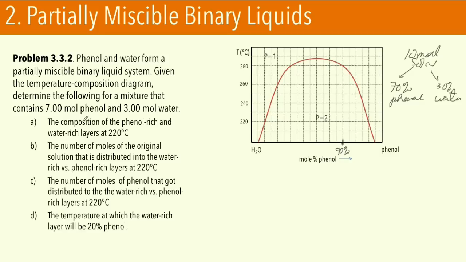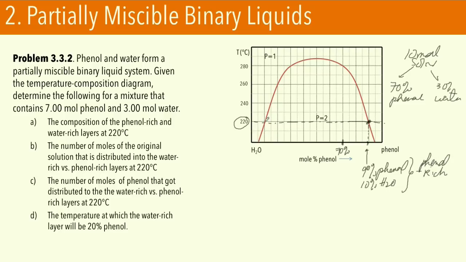We want to know the composition of the phenol-rich layers and water-rich layers at 220 degrees Celsius. So that is this temperature over here. If we want to determine the compositions of those phenol-rich and water-rich layers, we draw the tie lines and see where it intersects. The intersection at this point tells us the composition of the phenol-rich layer. Now that we have a lot of phenol in this case, phenol acts as the solvent. So the phenol-rich layer is going to be 90% phenol and just 10% water.